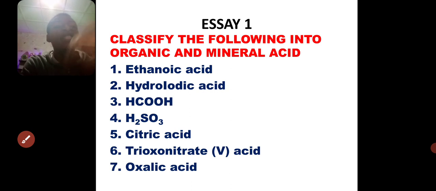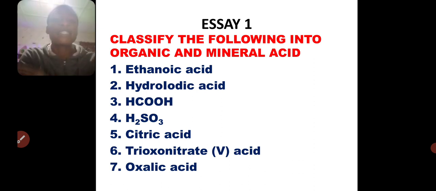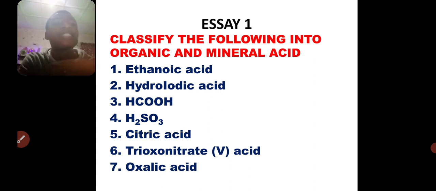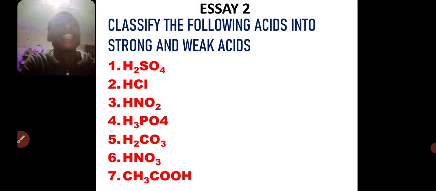So let's see this essay part. You're also supposed to do this. You classify these 7 acids as organic acid or mineral acid. That's essay 1. Then the last question here is: classify the following acids into strong acid and weak acid.